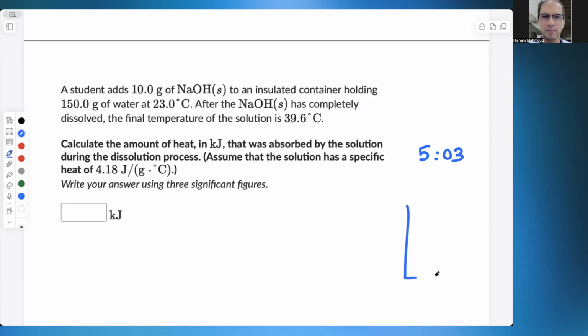So the mass this time is the mass of the solvent, you understand? The mass of the solvent. Let's see if adding the 10 grams changes anything or not.